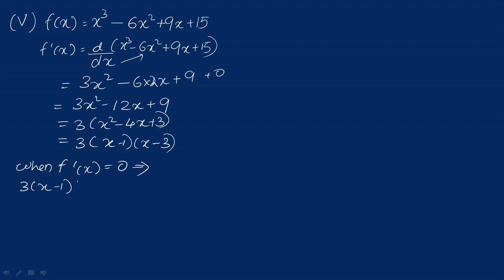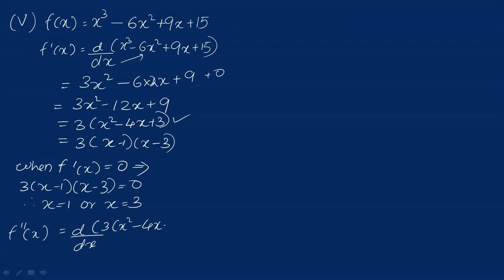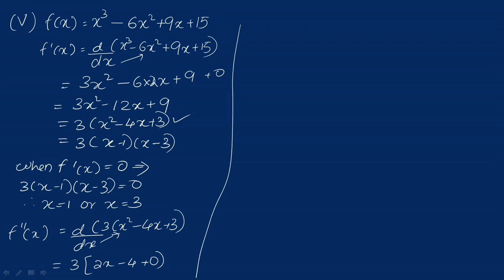When f dash of x is equal to 0, 3 into x minus 1 into x minus 3 is equal to 0. From this we can write x equal to 1 or x equal to 3. We have two values for x. Now what is f double dash of x? That is d by dx of 3x square minus 12x plus 9, or 3 into d by dx of x square, that is 2x, d by dx of minus 4x, that is minus 4, d by dx of 3 is 0. So we have f double dash of x is equal to 6x minus 12.